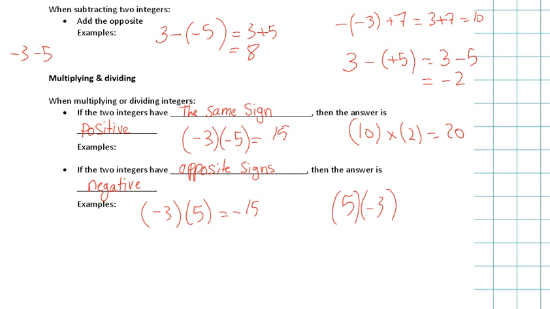What if I have 3 times negative 5? It's going to be negative, right? As long as you're multiplying a positive by a negative, it'll always be a negative. That's correct.